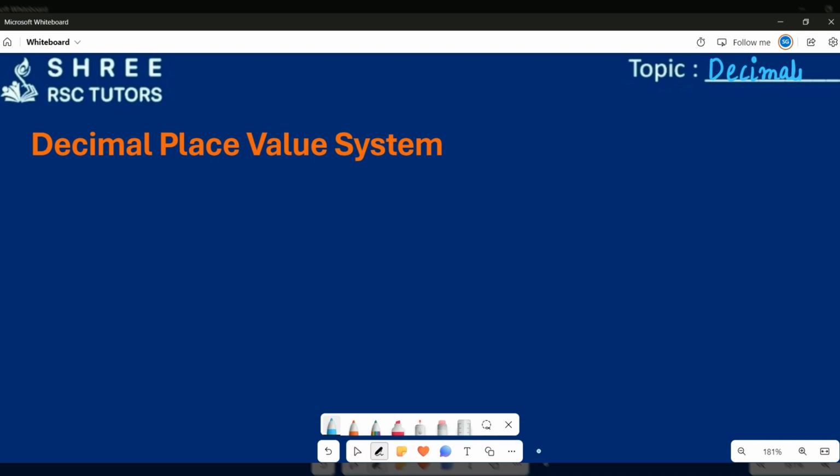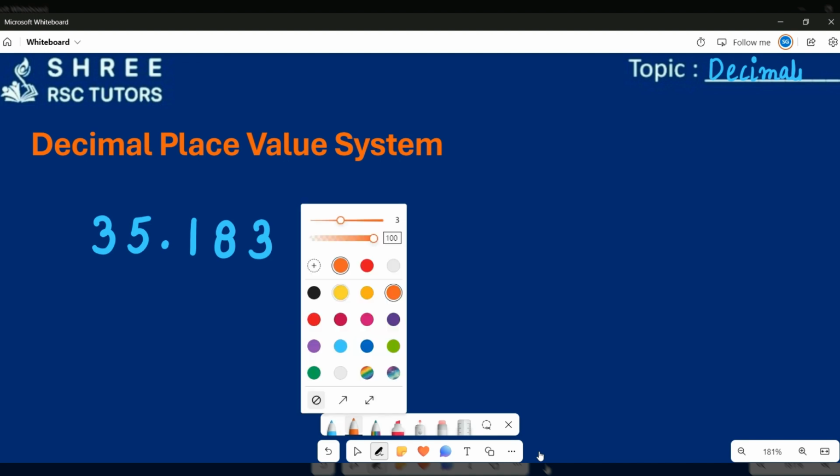So, today we will learn about the decimal place value system, and the place values of each digit in any decimal number. For example, let's say I have a number like 35.183. Now, I'll be explaining the place value of each digit in this number.